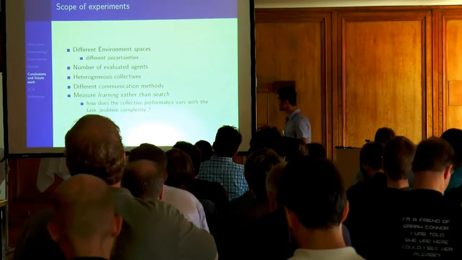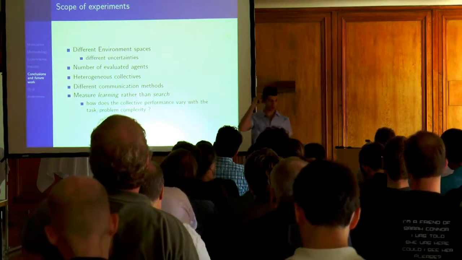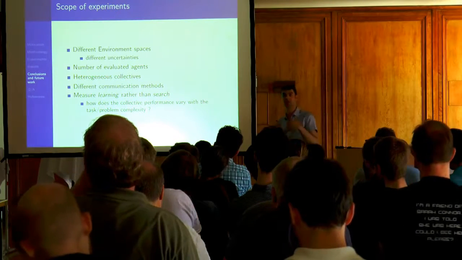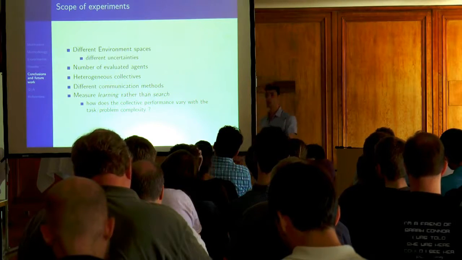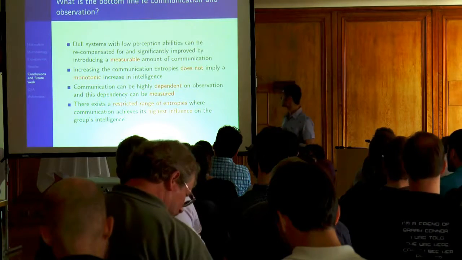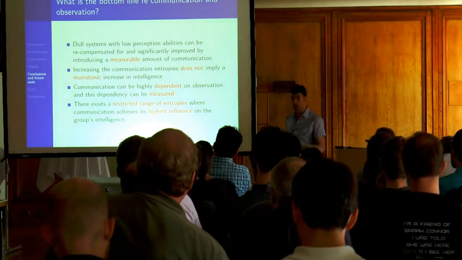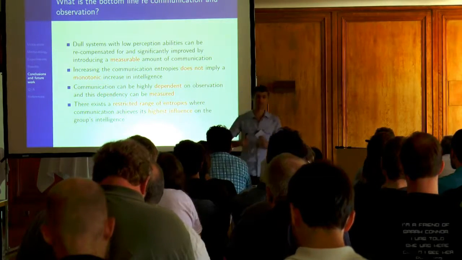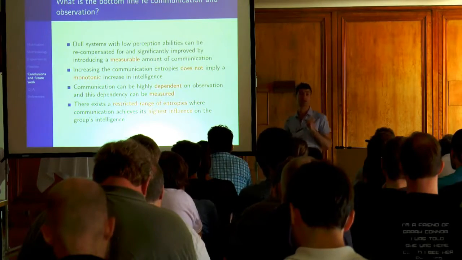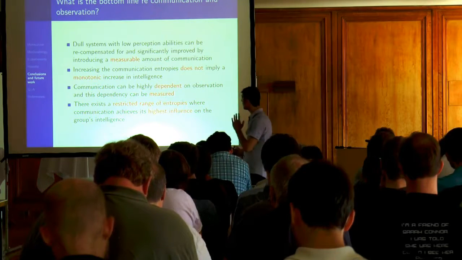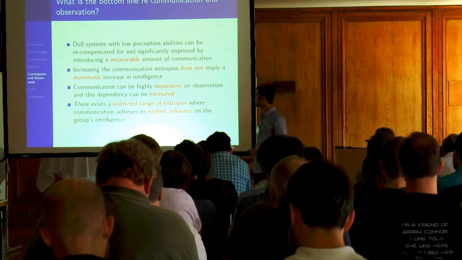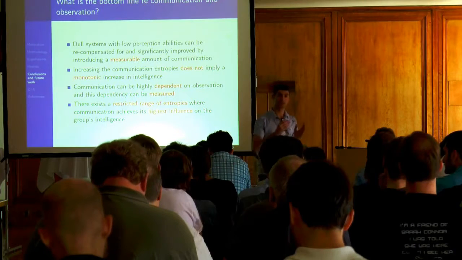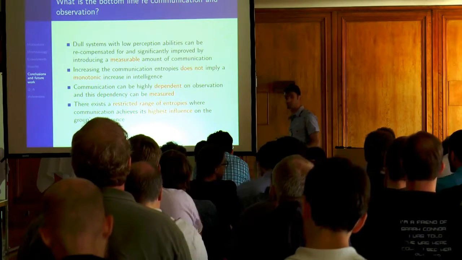So of course we can measure learning rather than search, because we know how to calculate the complexity of the agents, or the movement pattern of the special agents. So we can also test across different pattern complexities or task complexities. And so we know that dull systems can be improved and we can measure how much we can improve them. We also know that if we increase the communication entropy, it does not necessarily imply that we will always get an increase in intelligence. And communication can be highly dependent on observation, and we can measure that. And also there is a restricted range of entropies where communication has the highest influence. And we can run some tests also to find out where this range is.